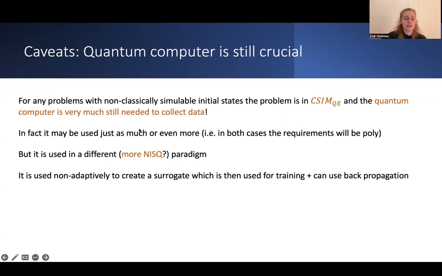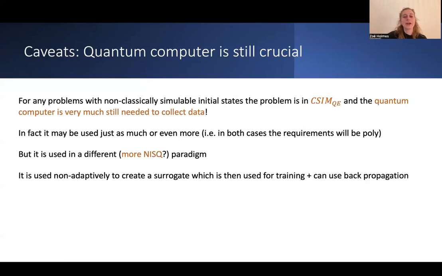But also just doing your VQA standardly is going to require at most polynomial access to your quantum computer. So in both cases, you've got polynomial access to the quantum computer. And what we really need to do now is compare these polynomials and see which is better. But we are advocating a different way of using the quantum computer. So we're advocating at the moment, or at least for a problem in CSIM-QE, that you can get all of your data at first and then do the rest classically.